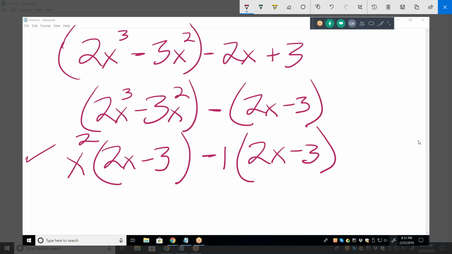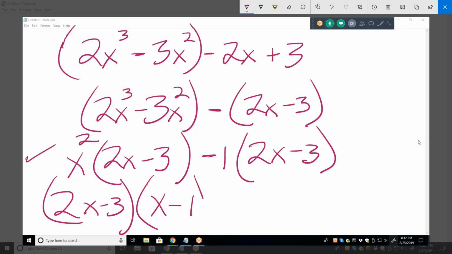A 2x minus 3. Very good. Squared minus 1. And notice that x squared minus 1 is the difference of perfect squares. So it actually factors again into x minus 1 times x plus 1.